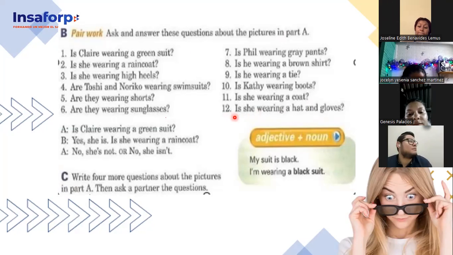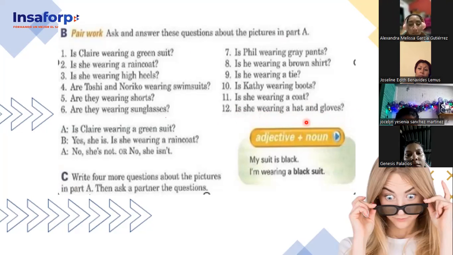Hello, Christopher. Okay, you're going to help me with number 12. Let's do it. Is she wearing a hat and gloves? Yes, she's wearing a hat and gloves. Yes, she's wearing a hat and gloves.